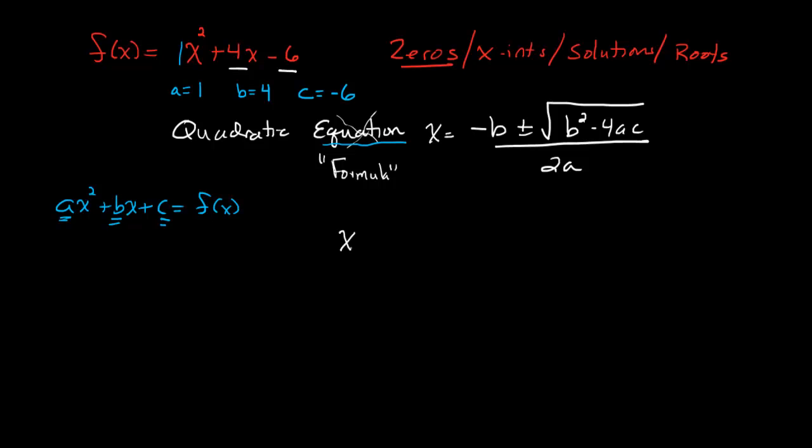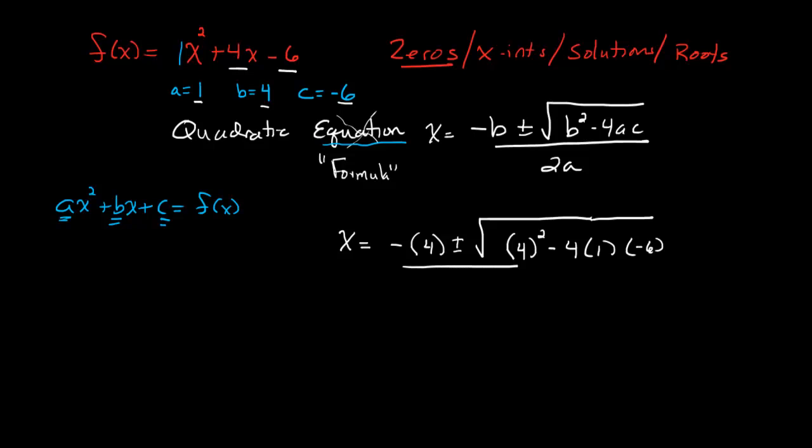So we're going to have x equals negative b, but b is a value of 4, plus or minus the square root of b squared, which is going to be that value of 4 squared, and I'm going to extend my square root sign, minus 4 times a, but a is 1, times c, but c is negative 6, all over a value of 2 times a, but a is equal to 1.